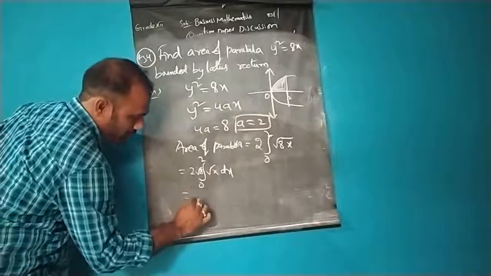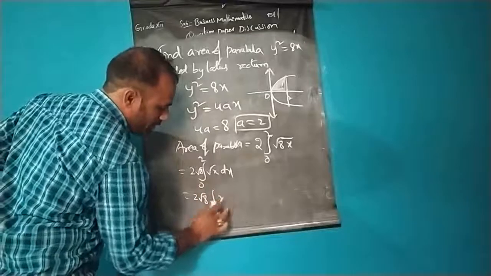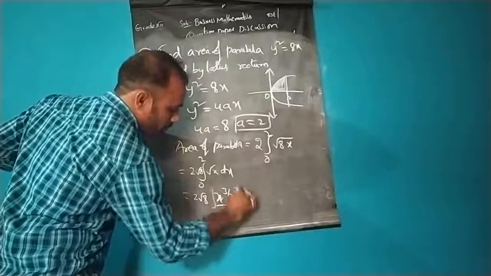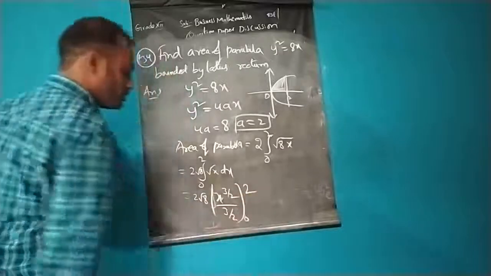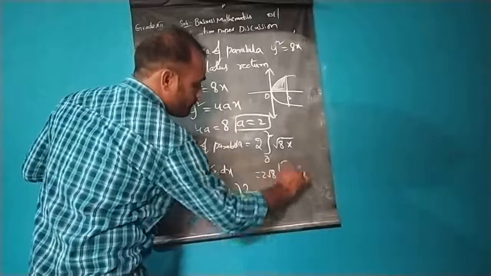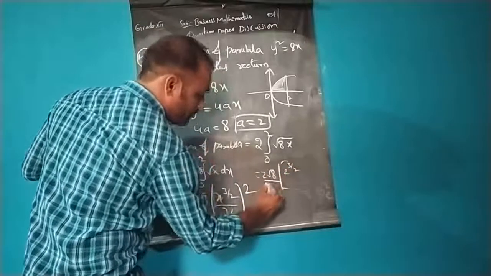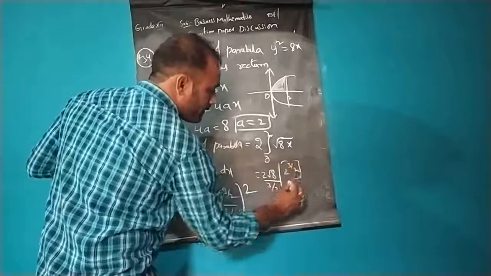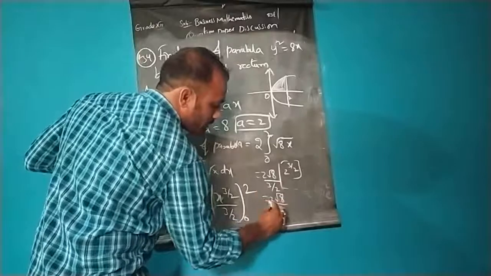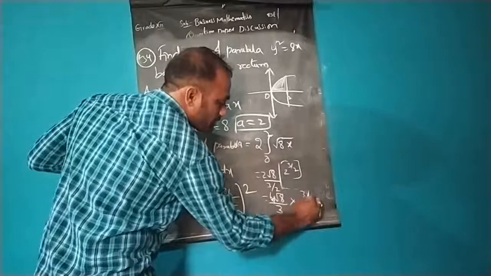So 2 into root 8. If I perform the integral, it will be x power 1 by 2, that is x power 3 by 2 by 3 by 2, bounded by the interval 0 to 2. So if I substitute 2, it will be 2 root 8 into 2 power 3 by 2 by 3 by 2, minus 0. So it is 2 root 8, so 2 to the 4, 4 root 8 by 3 into 2 power 3 by 2.